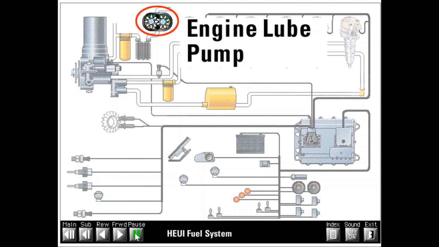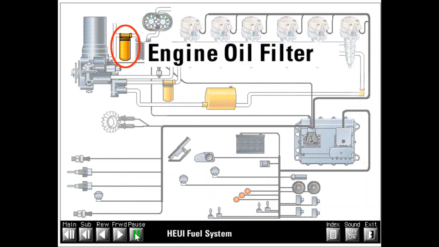The engine lube pump takes lube oil from the sump and pressurizes it to about 40 psi. The pressurized lube oil fills the engine lube circuit and provides supply oil to the hydraulic pump that powers the HEUI injectors. The engine oil filter removes soot and abrasive contaminants from the engine oil to prevent damage to critical engine components such as bearings and piston rings.